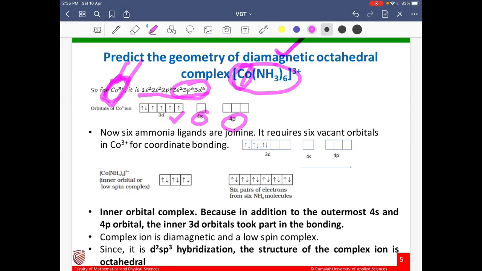Now in this complex, 6 ammonia ligands are joining. If 6 ammonia ligands come, it requires 6 vacant orbitals in Co3+ for coordinate bonding. So definitely in that case, if you see, the 3d orbitals do not contain any vacant orbital. So for vacant orbitals, we have to look for 4s, 4p and 4d. But if that hybridization is occurring, then there will be electrons in the orbitals which are not paired. In that case, the complex should have been paramagnetic because there are unpaired single electrons.